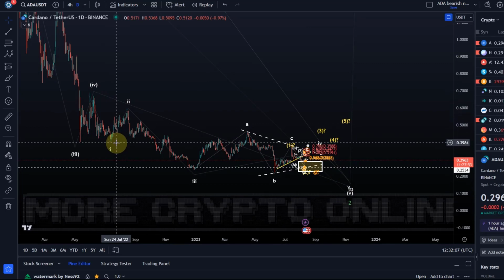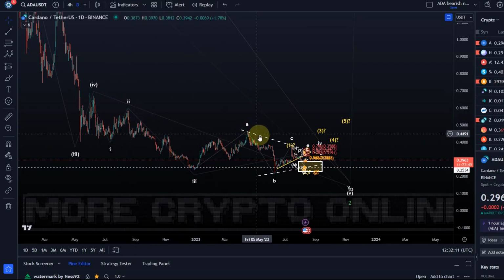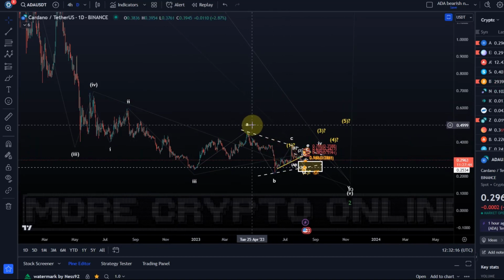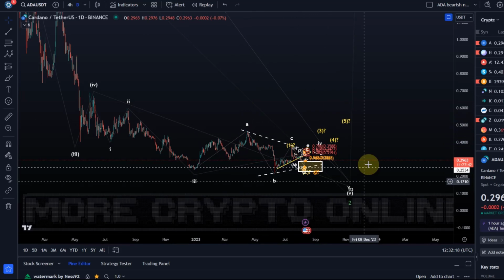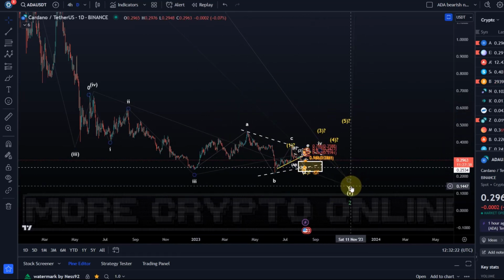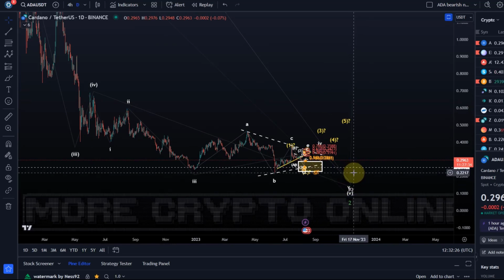The wave 1 was complete, the wave 2 is complete, the wave 3 is complete, the wave 4 is currently unfolding as a triangle. Alternatively, it might have completed here, but it seems like it's unfolding as a triangle. We're zooming into the triangle in a minute, and then the wave 5 down could still happen. This is still a likely option, and the minimum expectation for this wave 5 to the downside would be a break below 22 cents.